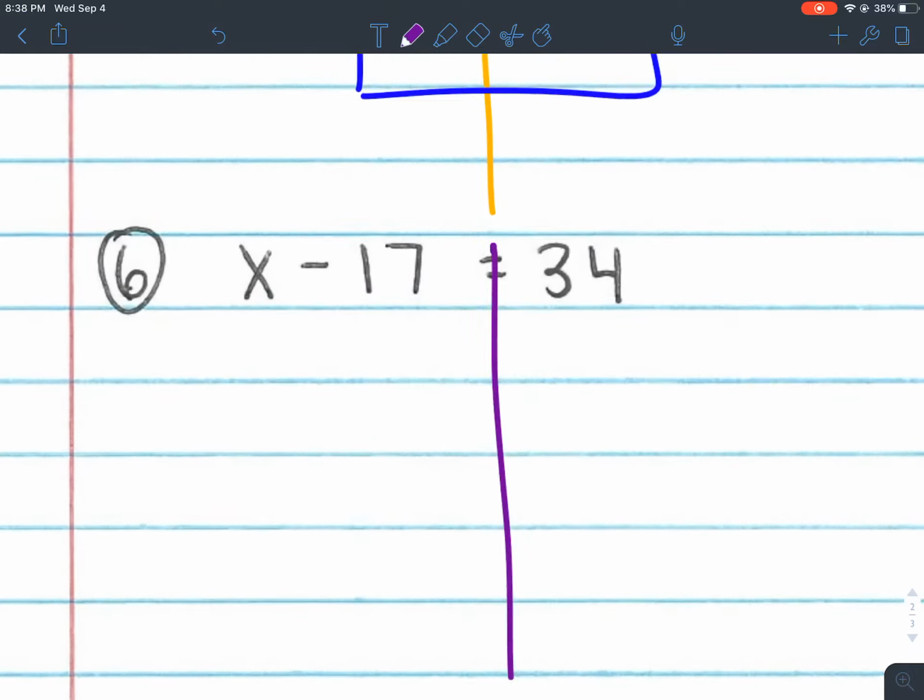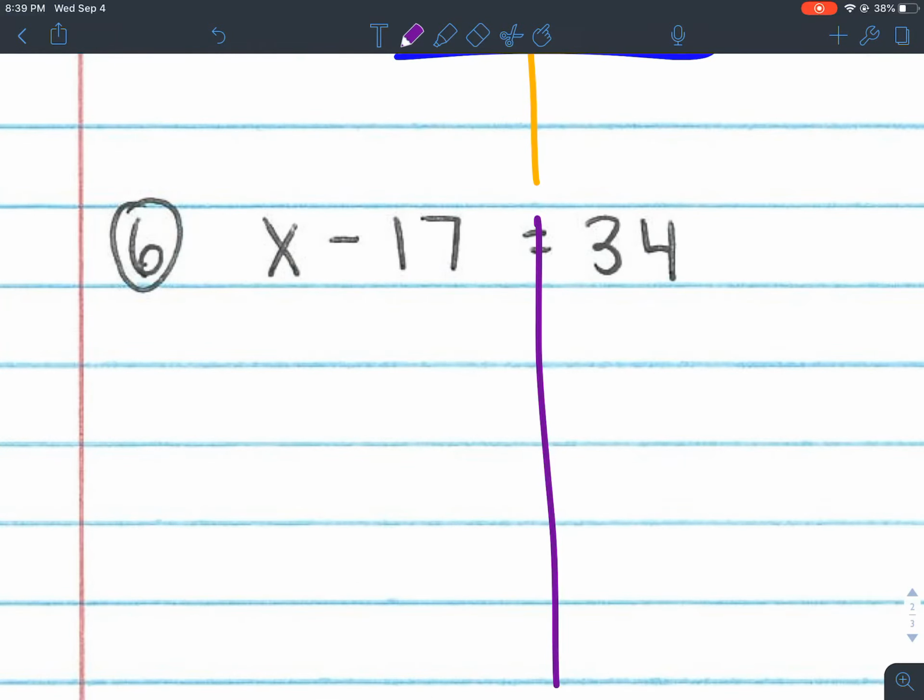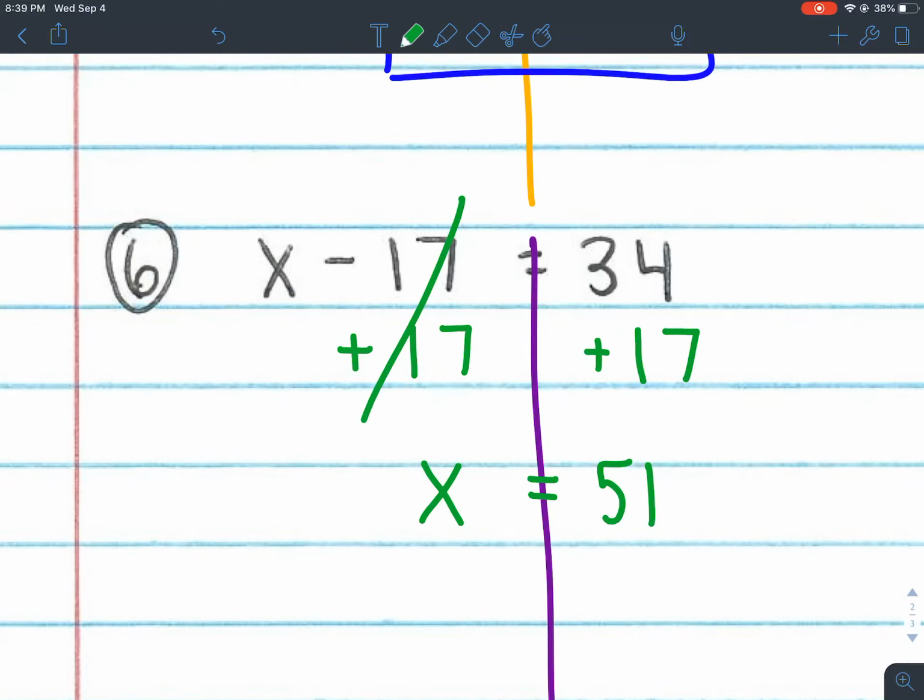All right, number 6. I have x minus 17 equals 34. Same deal here. You're going to get x by itself. And so I have negative 17. And the inverse operation of that is addition. So I'm going to add 17 to both sides. You always want to do the opposite. And anything you do to one side, you have to do to the other. Cross that out. I have x equals 34 plus 17, which is 51.